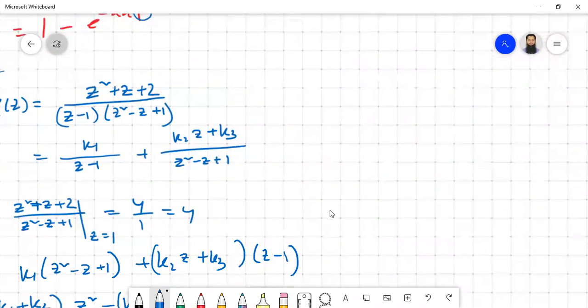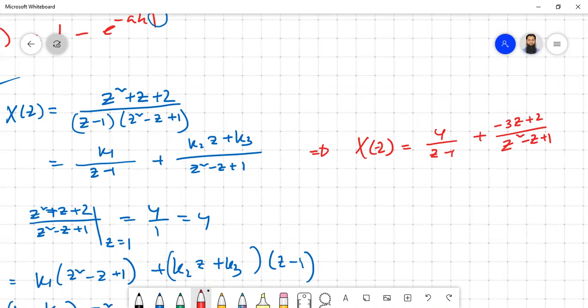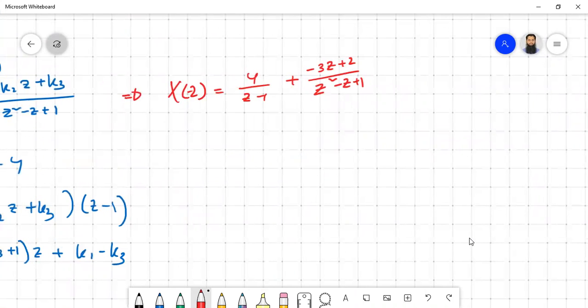So now we can write X(z) equal to 4 over (z minus 1) plus (minus 3z plus 2) over (z square minus z plus 1). Okay, so this is the partial fraction. There are different ways to approach this one, but there is no question with the first one; the first one is easier to deal with, and it will be simply the value of 1. The second one can be approached in different ways. In the book, there are 2 methods. So bottom line, the partial fraction is done.